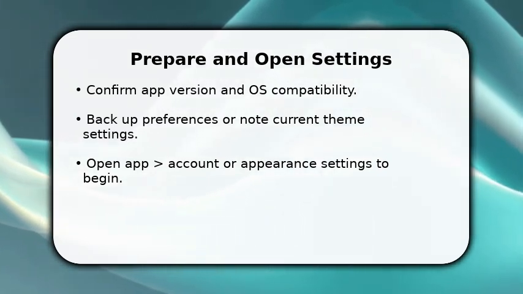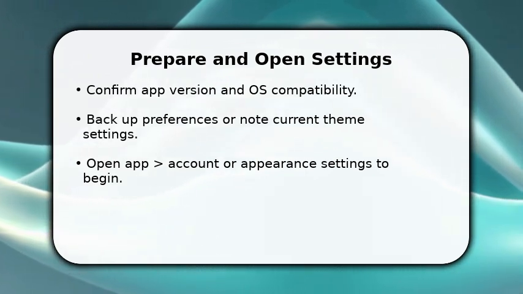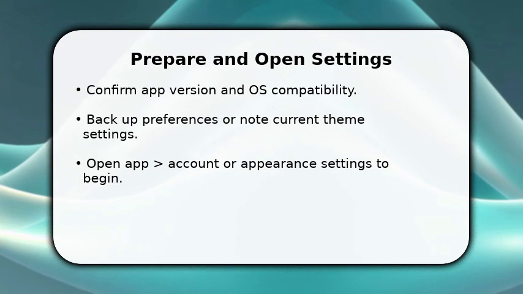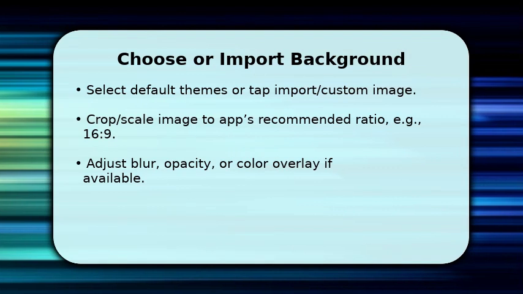You need basic permissions enabled. Allow file or photo access if using a custom image, because without that the app can't load new backgrounds. You now choose between built-in themes or importing a custom image. Pick what matches readability and brand colors.